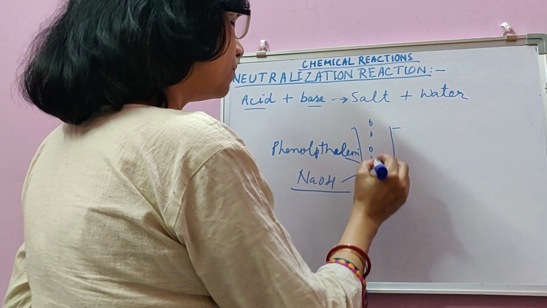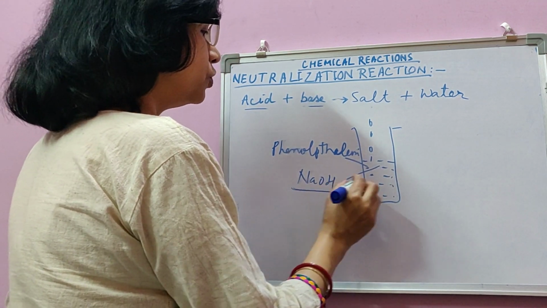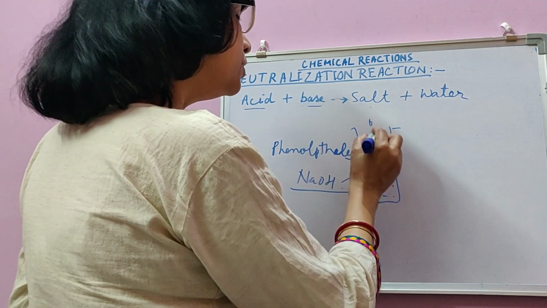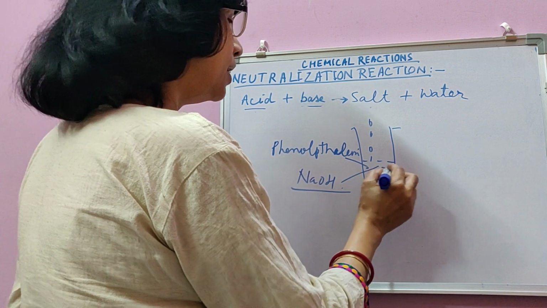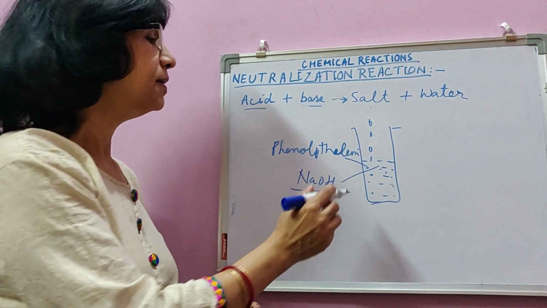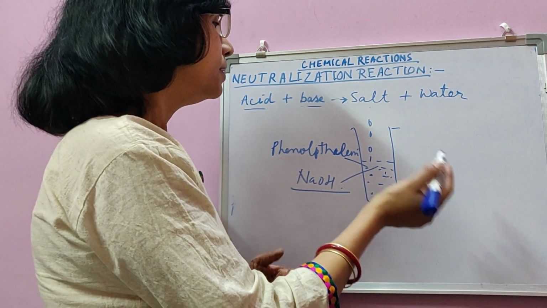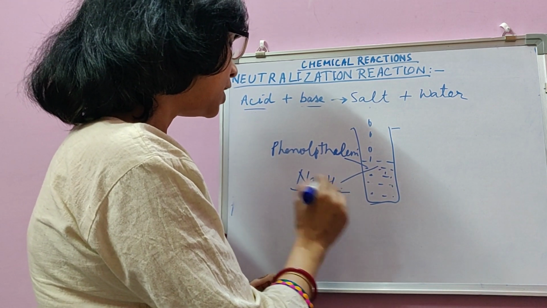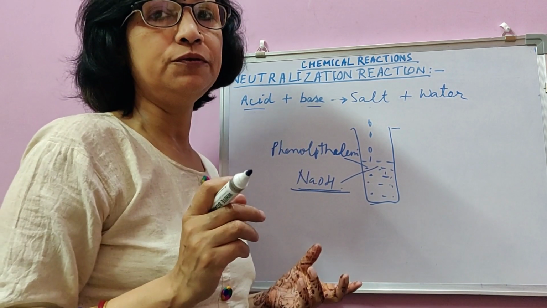Then what will happen? Phenolphthalein turns pink in basic medium. So in the NaOH solution, with just a few drops of phenolphthalein, the NaOH solution, which is otherwise colorless, will turn pink. Then if we want to neutralize NaOH, what will we have to use?